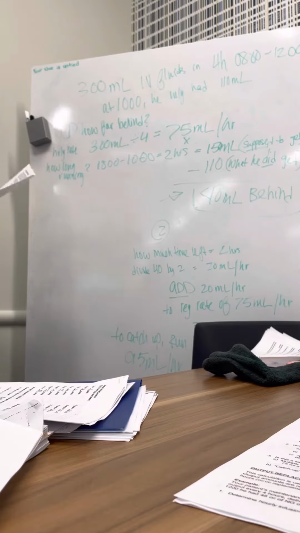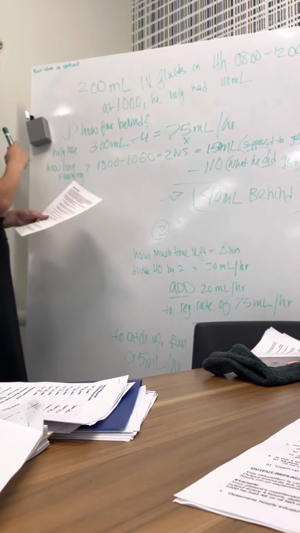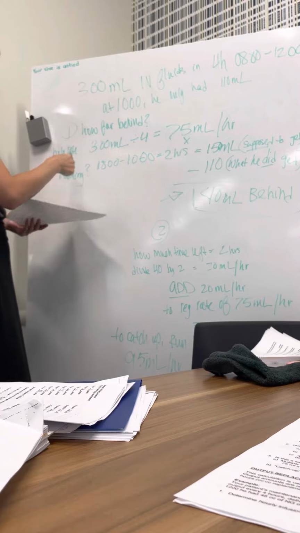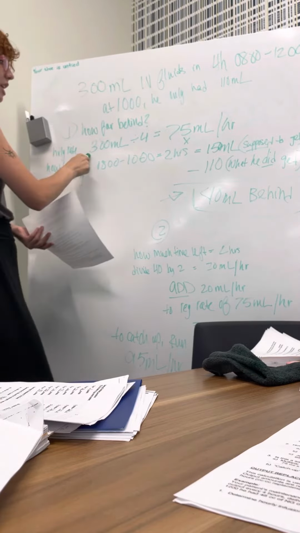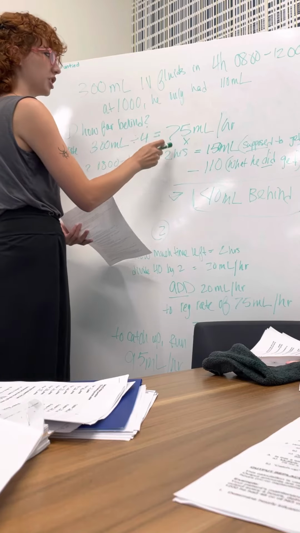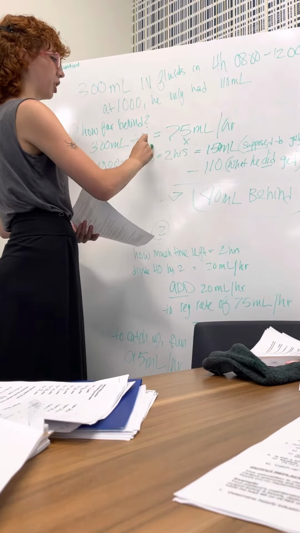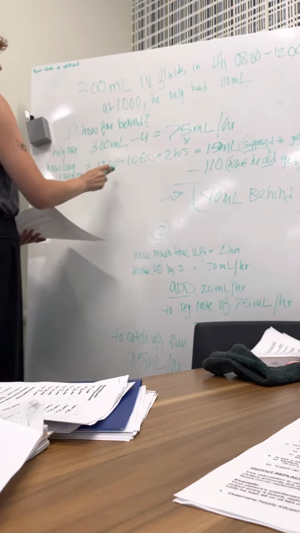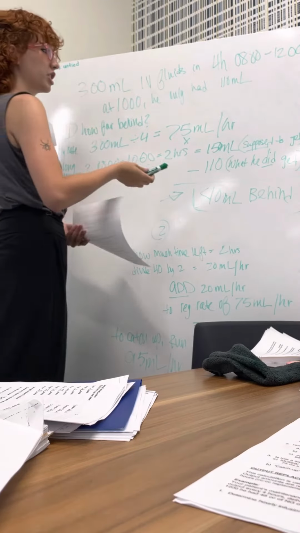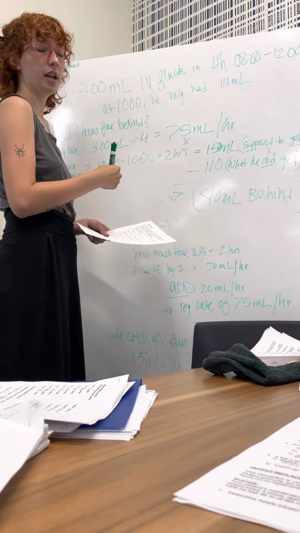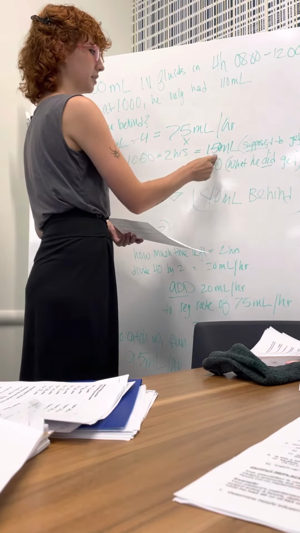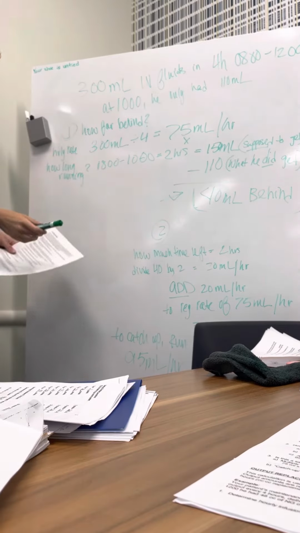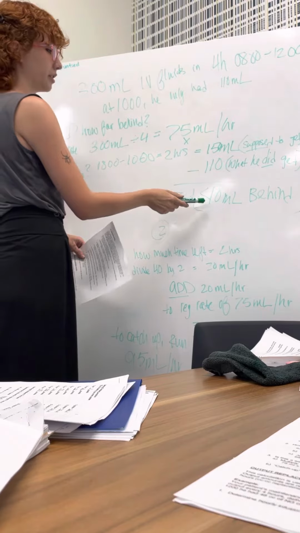The first step is figuring out how far behind you are. We're at 10 o'clock, so we need to figure out how much he's supposed to have every hour. We take 300, the total, and divide it by the 4 hours, which gives us a rate of 75 milliliters per hour. Then we multiply that by the 2 hours between 8 and 10, which gives us 150 milliliters. So between 8 a.m. and 10 a.m., he was supposed to get 150 milliliters, but he only got 110. We subtract that 110 to find out how far behind we are, which is 40 milliliters.